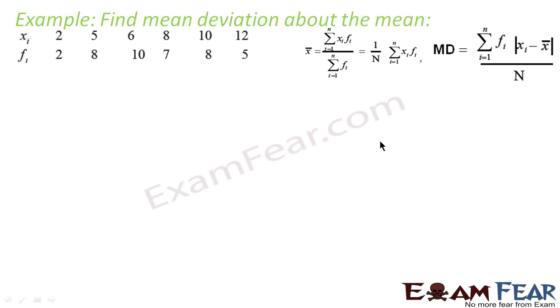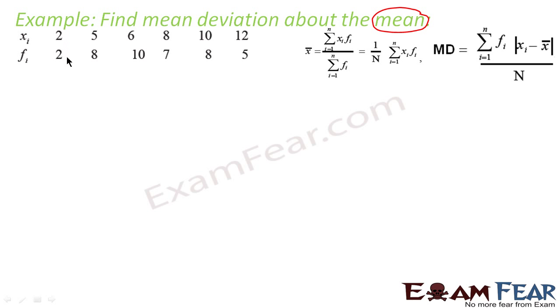So we have these values and we have to find the mean deviation about the mean. The first thing we'll do is find the mean. To find the value of the mean, we have to find fi xi first and then do the summation. So this is xi, this is fi. Let's find xi fi.